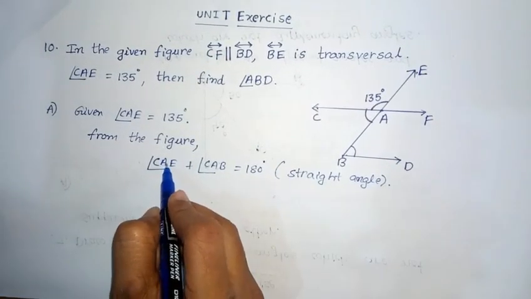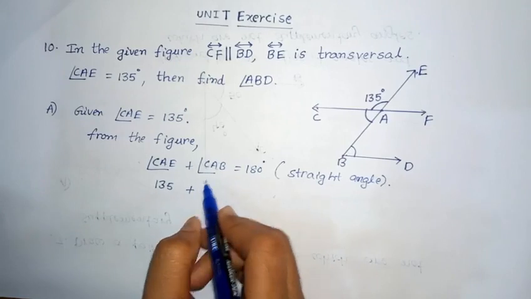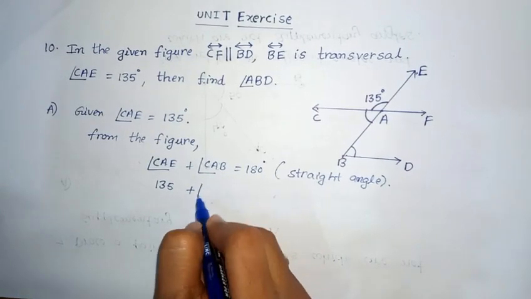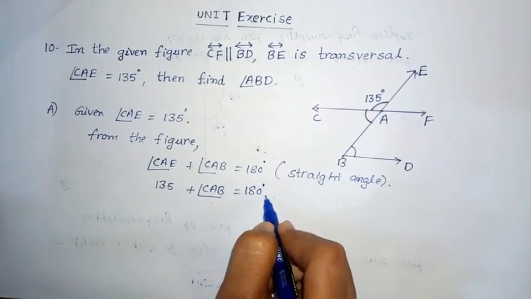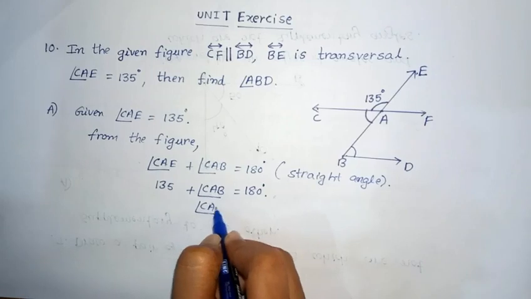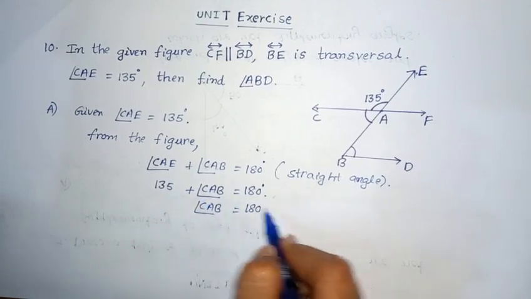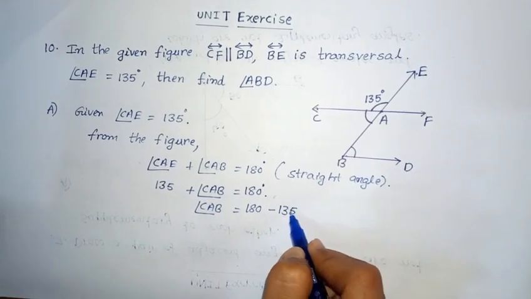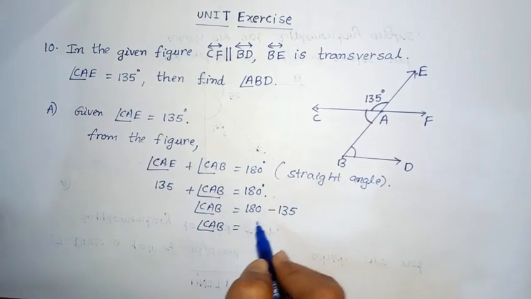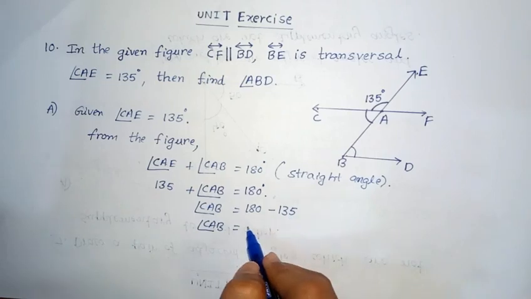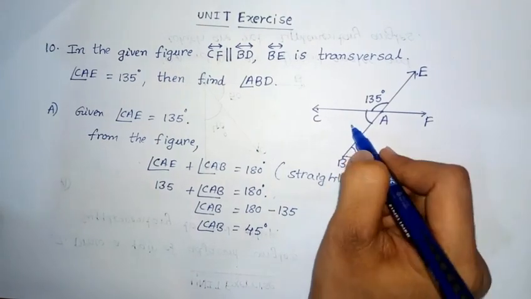We know that angle CAE is equal to 135 degrees. So substitute here 135 plus angle CAB, to find out angle CAB. Angle CAB is equal to 180 minus 135, moving 135 to the right side. So angle CAB is equal to 180 minus 135, which becomes 45 degrees. So angle CAB is equal to 45 degrees.